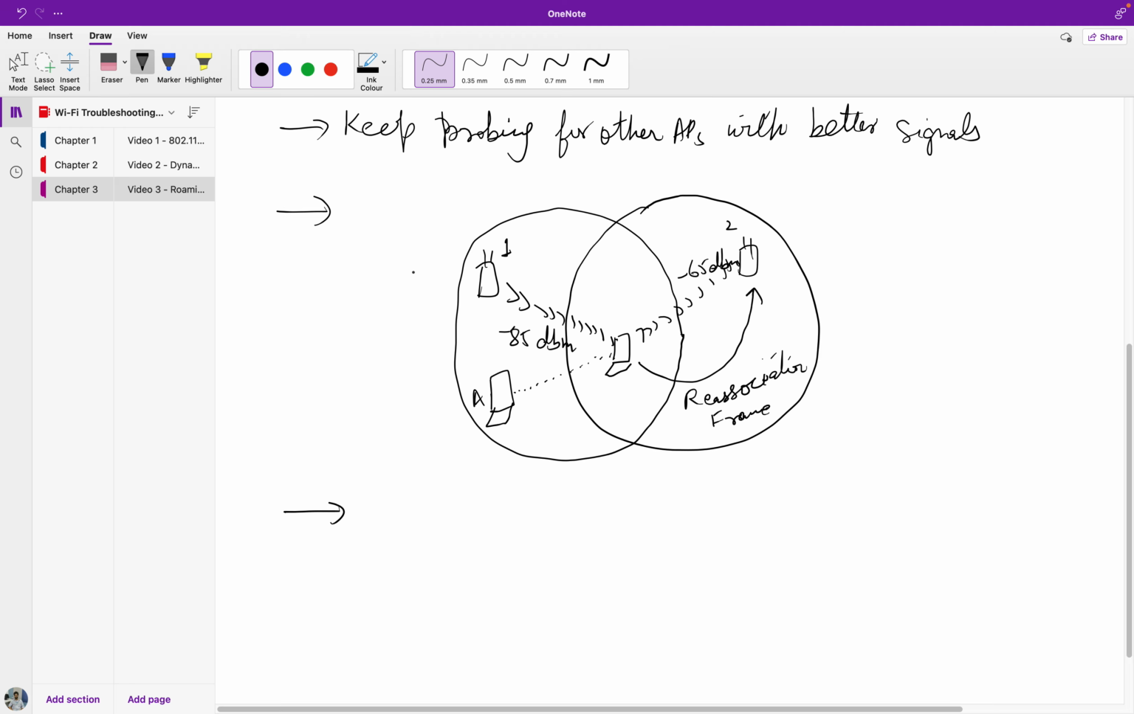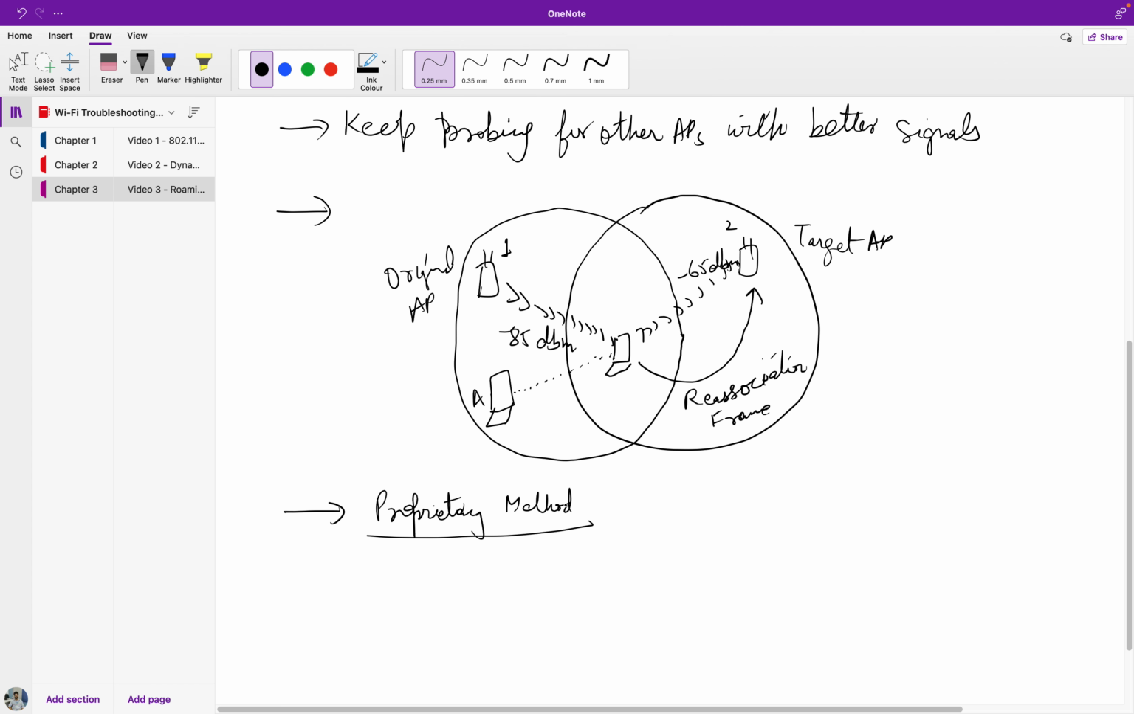Anyway, this is the original AP. This is the target AP. So that's how roaming really works. Now roaming is more or less a proprietary method. Okay, so let's write that down. Proprietary method.